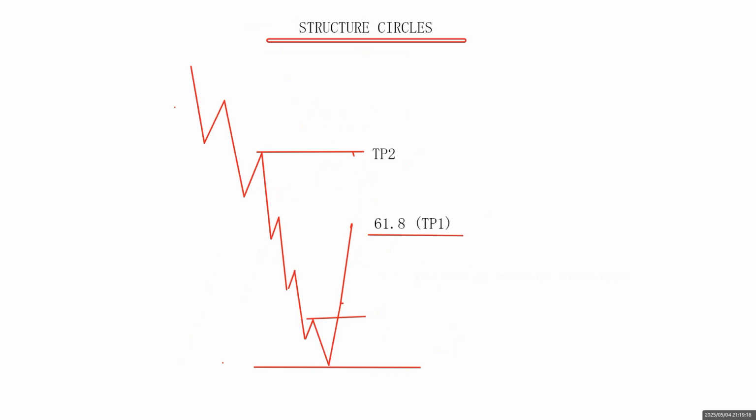If you want to go beyond the 61.8, and for the 61.8, where would you use your Fibonacci from? You use your Fibonacci from the high right here to the low right here, within the structure circle that was broken.